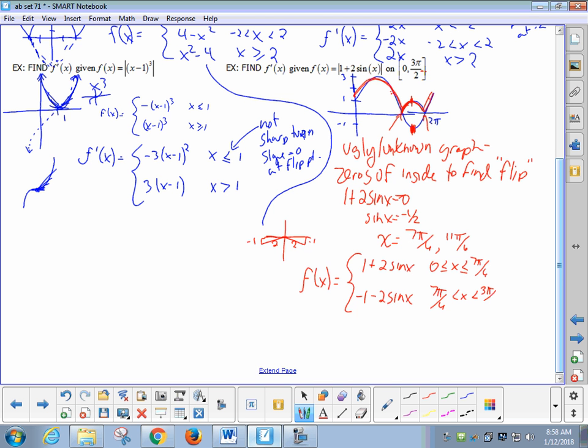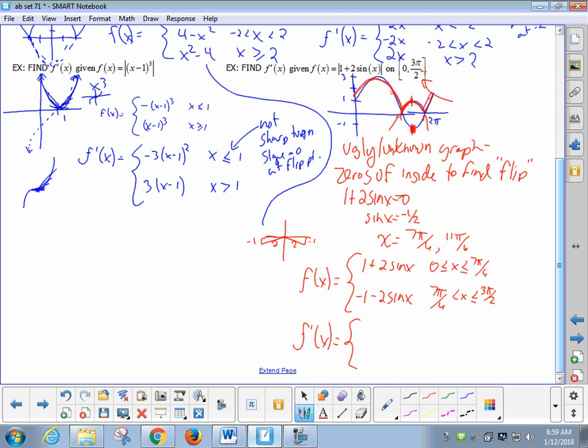3 pi over 2. Normally I would say 11 pi over 6, but they stopped it at 3 pi over 2, which is before I get to that 11 pi over 6. And I need to include 3 pi over 2, but 7 pi over 6 is included, for me, anyway, in the first piece, right? So that's great. Now we're ready for our derivative.